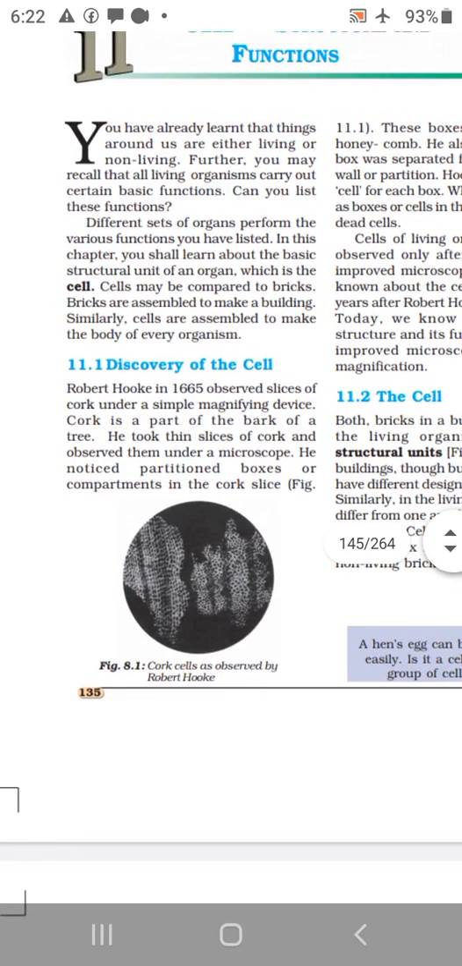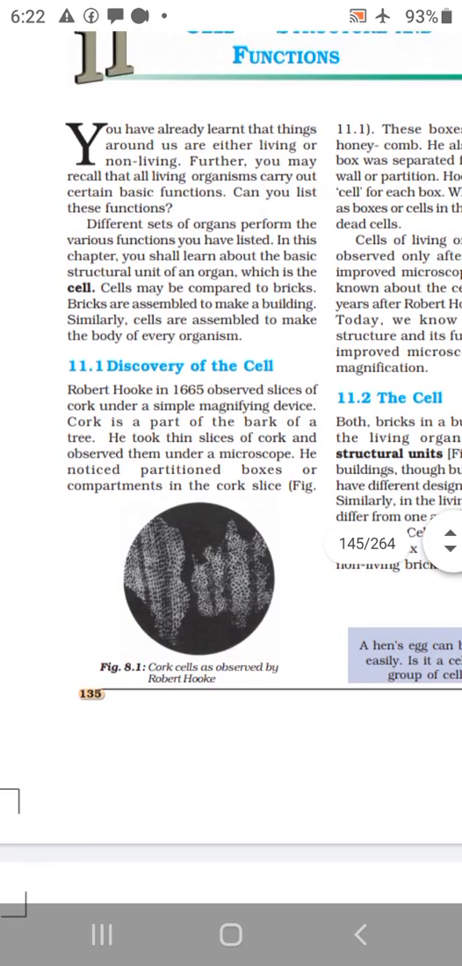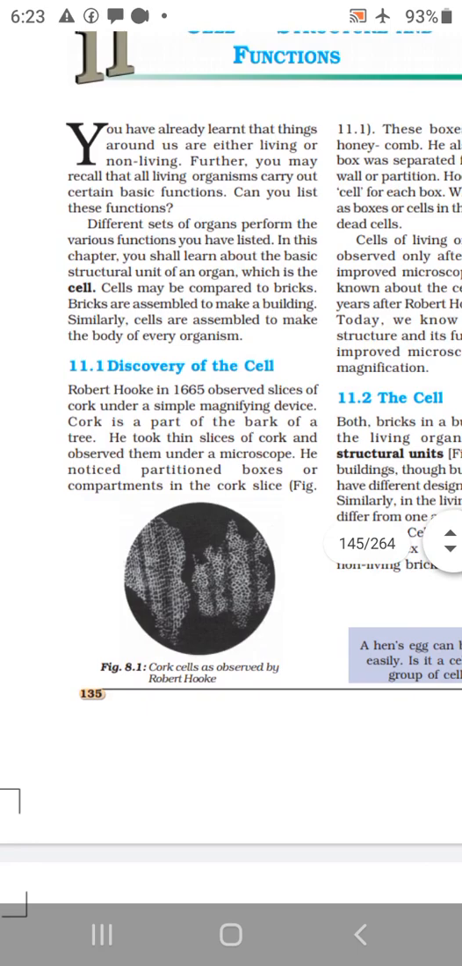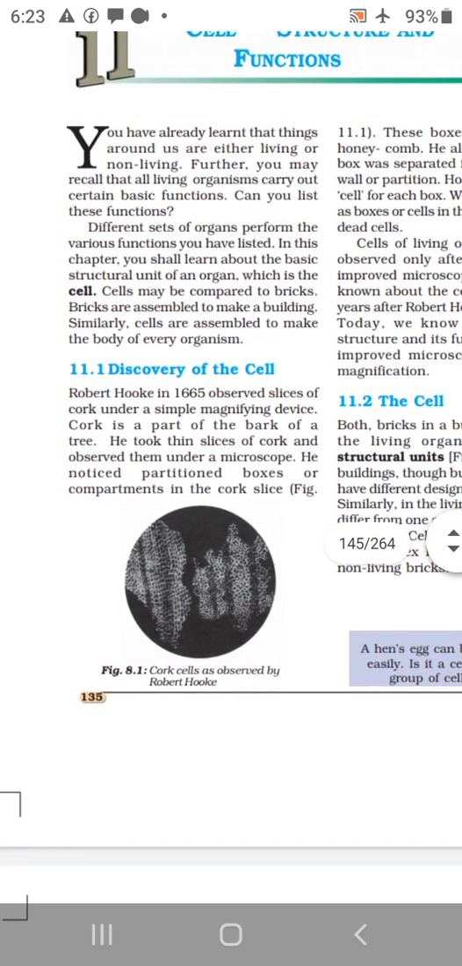The cells may be compared to bricks. Bricks are assembled to make a building. Cells are assembled to make the body of every organism. First, we will learn about the history of the cell and how the cell was discovered.